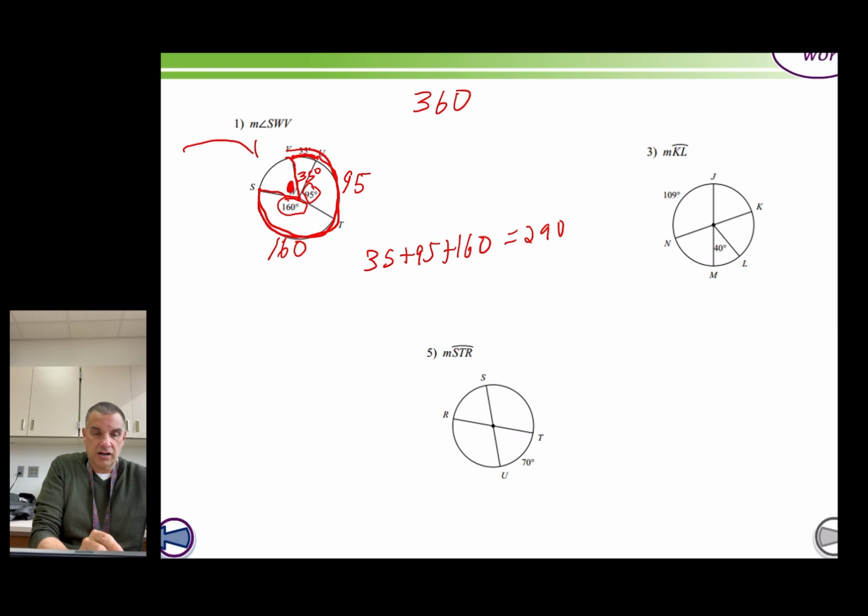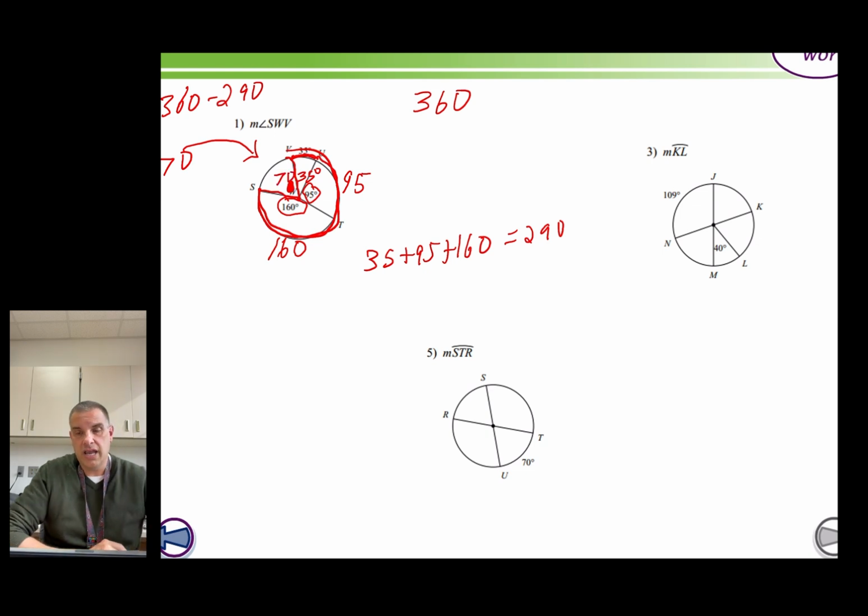So this arc right here is going to be 360 minus 290, which is 70. And if the measure of the arc is 70 degrees, that makes the measure of the central angle 70 degrees as well, because the measure of the central angle is the same thing as the measure of the arc, and those are going to be equal to each other.